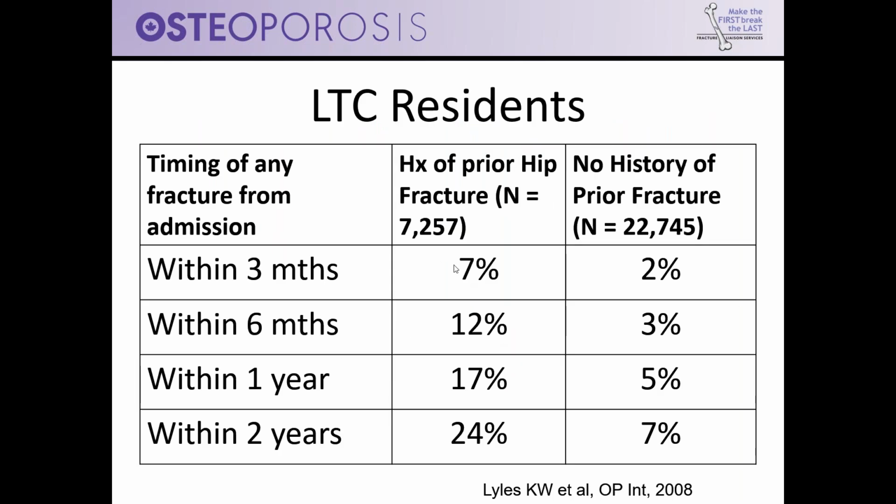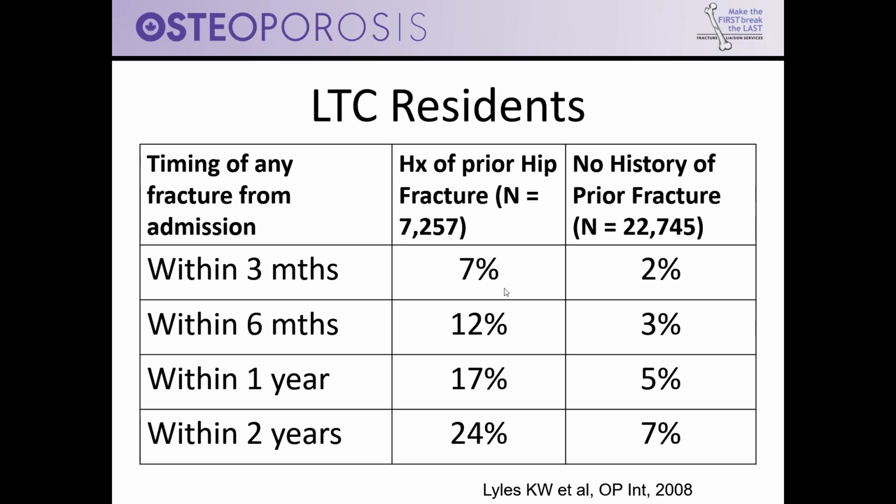This was an interesting study. It's quite a large study looking at long-term care residents. They were two groups. One group had had a prior hip fracture before admission, and the other group had never had a prior fracture. So you can see one group, there's 7,000, the other group, there's 22,000. But look at how high the risk of fracture is in the patients who had had a prior hip fracture.